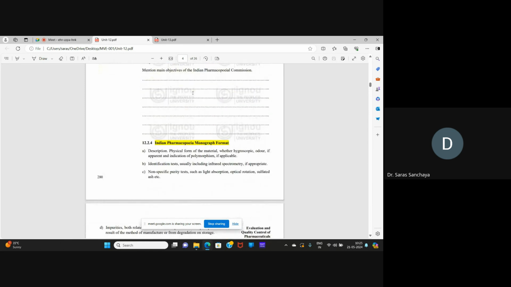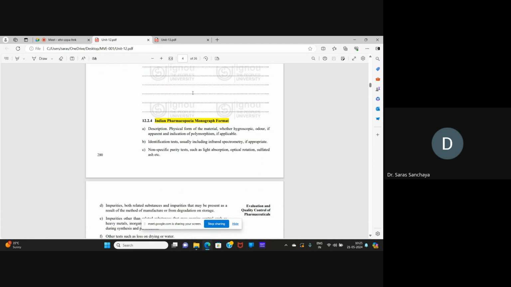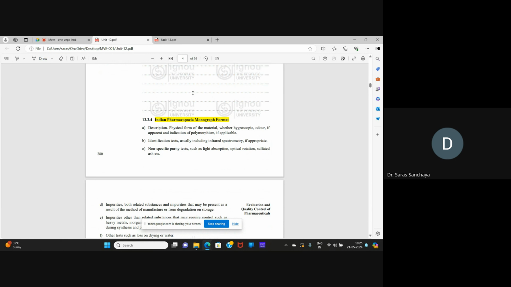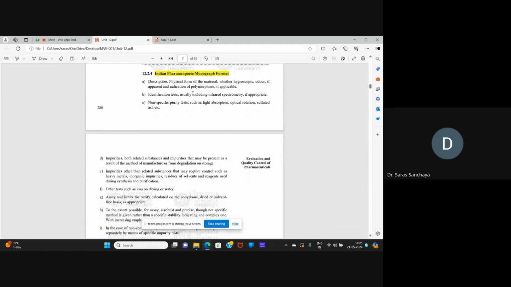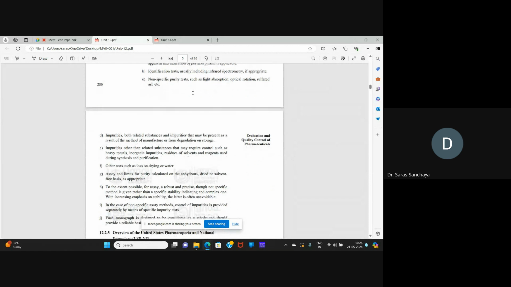Then the Indian Pharmacopoeia monograph format. First, we have to write the description, meaning the physical properties of the drugs. Then identification tests, including infrared spectrometry and other tests. Non-specific purity tests, such as light absorption, optical rotation. Impurities, both related substances and impurities that may be present as a result of method of manufacture or from degradation on storage. Then impurities other than related substances that may require control, such as heavy metals, inorganic impurities.